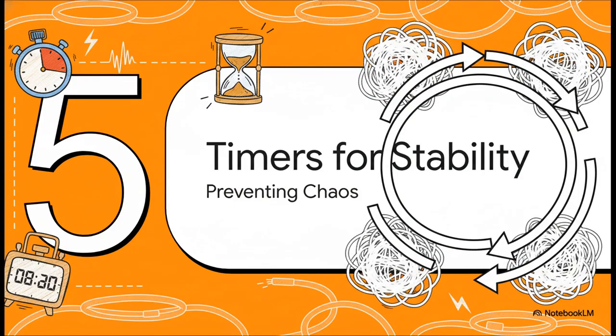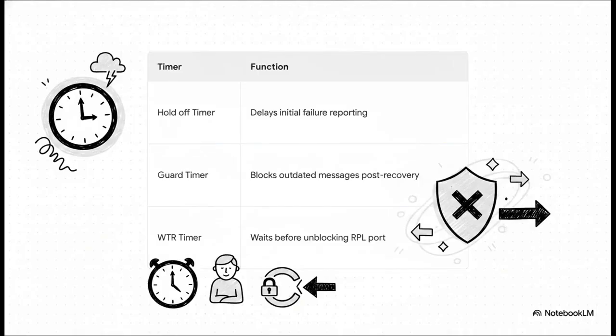Which is Section 5, Timers for Network Stability. To prevent chaotic network flapping when a physical link is just bouncing up and down, ERPS uses 3 really strict timers to forcibly inject some patience. First, the hold-off timer. That one delays the initial failure reporting, just in case the link instantly comes right back up. Then, the guard timer blocks outdated ERPS messages immediately after a recovery, so you don't get ghost alarms.